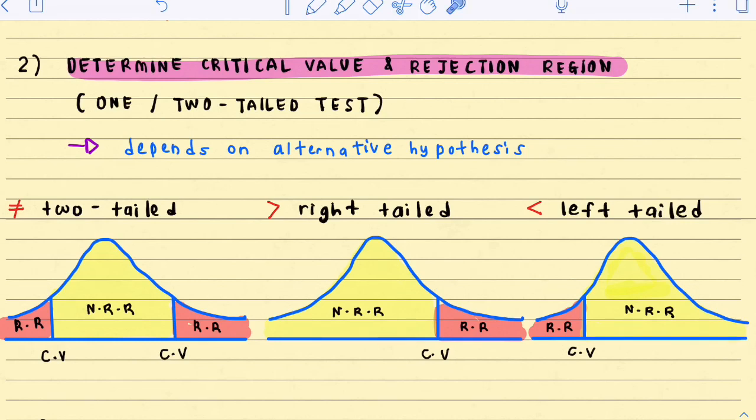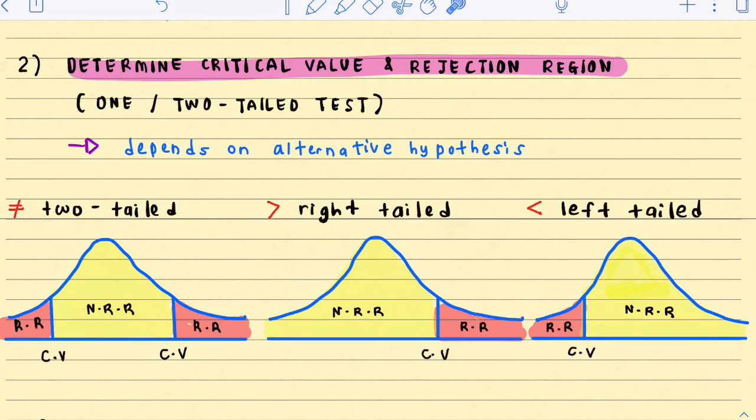The first one, 2 tail test, meaning that you have 2 rejection regions, one to your left side and one to your right side. The red area is your rejection region, and the area in between, the yellow color, is our non-rejection region. And then what is critical value? Critical value is the cut-off value between rejection region and non-rejection region. So you have 2 critical values for 2 tail tests. And then when you have the right tail test, your rejection region will be at your right side.